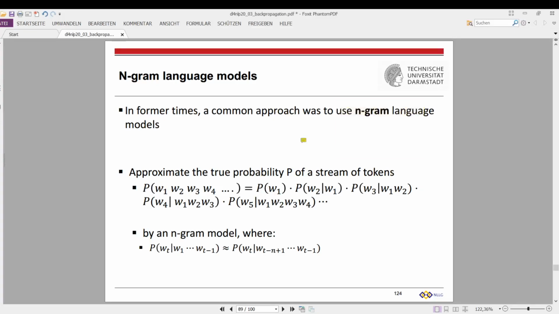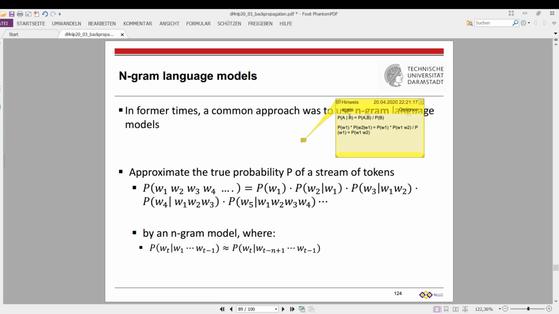All right, let's verify this formula for the joint probability of a sequence of tokens W1, W2, W3, W4. This is the identity that holds for this joint probability. We can rewrite this joint probability as a product of conditional probabilities.